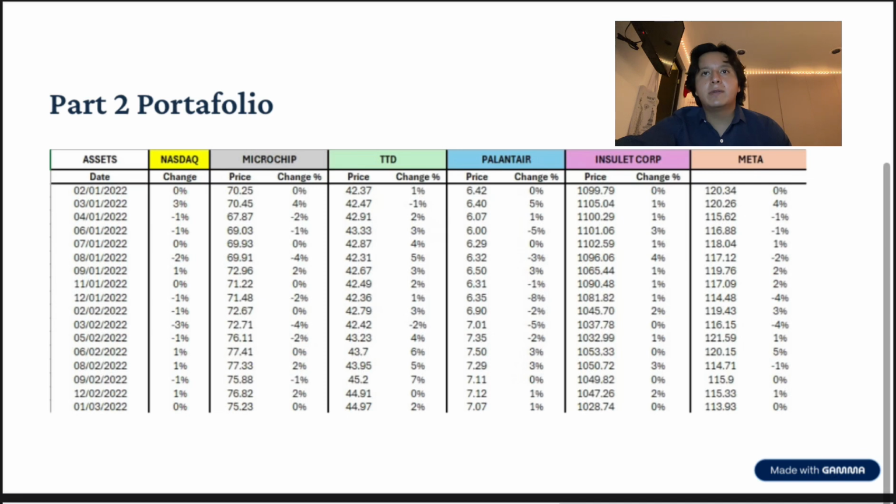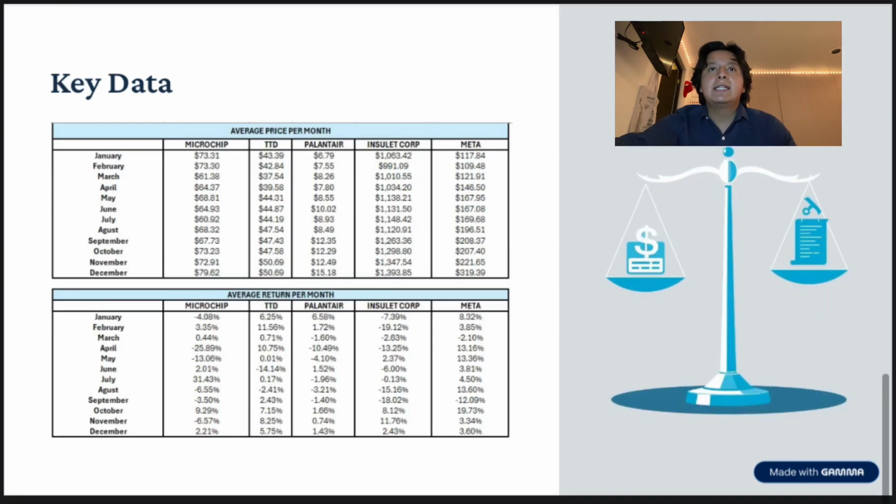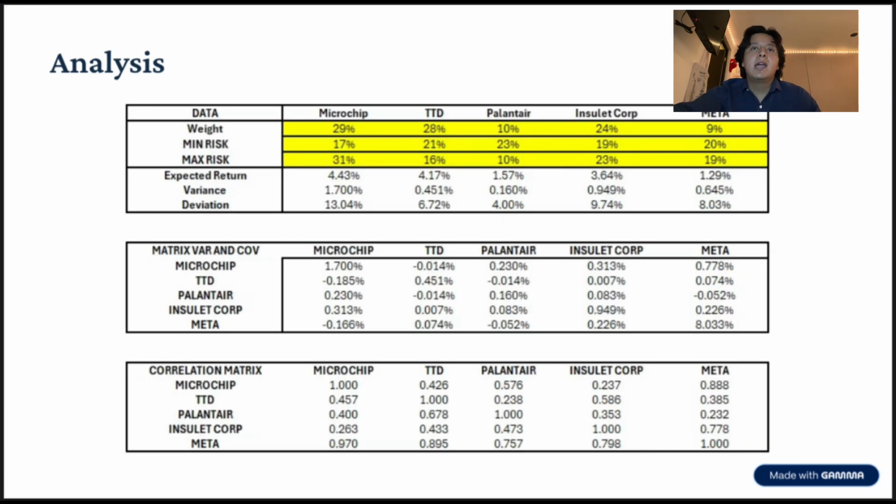Moving to the second part of the portfolio, we can see that now we have five assets: Microchip, TD, Palantir, Insulet Corp, and Meta. And now you can see how we are calculating the average price per month and the average return per month.